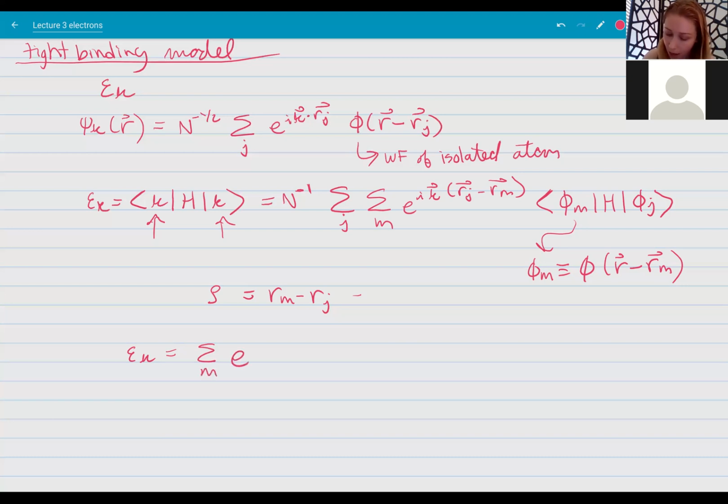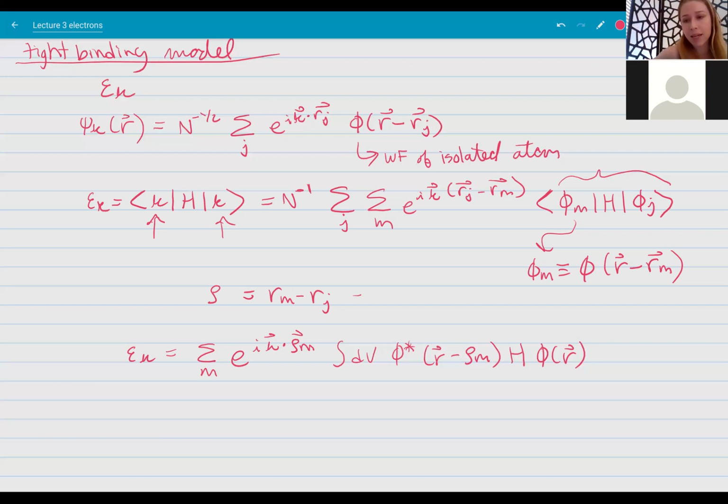e to the i k dot rho m. And then we have some integral over volume, and this is just expressing this matrix element. So we're going to integrate over volume, complex conjugate of phi of r minus rho m, h, phi of r. Okay, so this equation at this point doesn't specifically use the tight binding aspect.